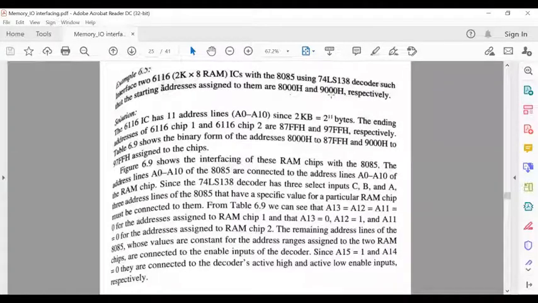And for RAM 2, the starting address is given as 9000. You have to calculate the ending address. Okay, starting address is given as 9000. Ending address, what will be the ending address? You have to find out using the memory mapping technique.